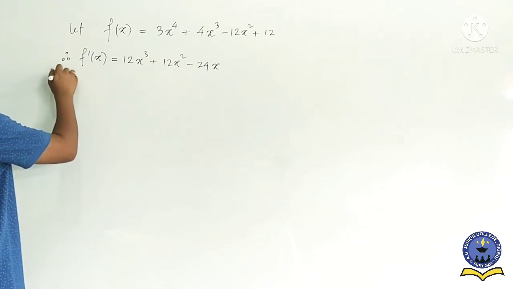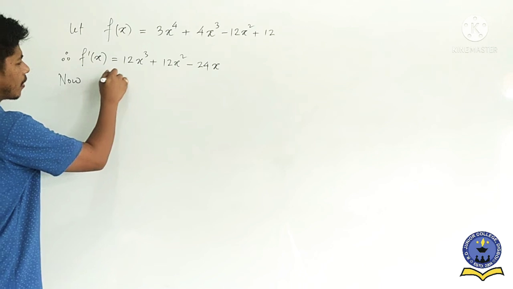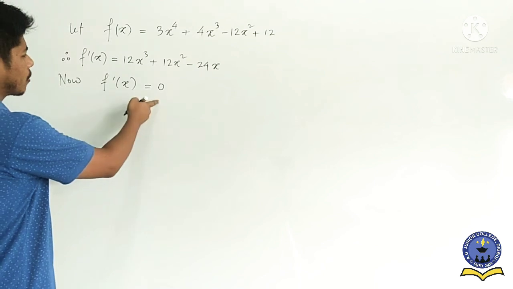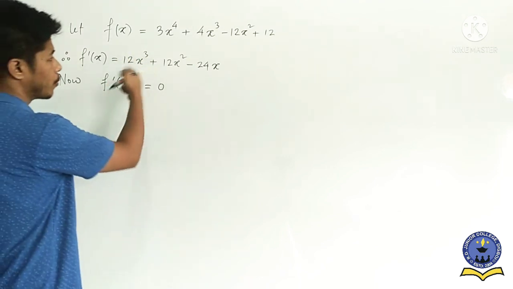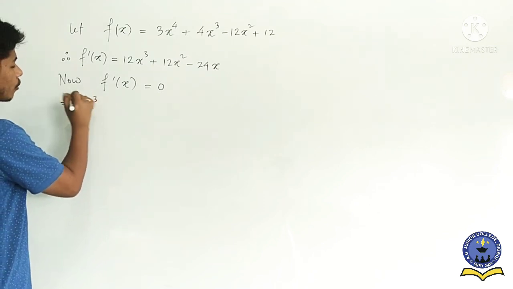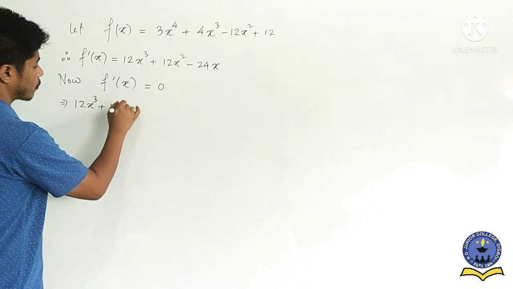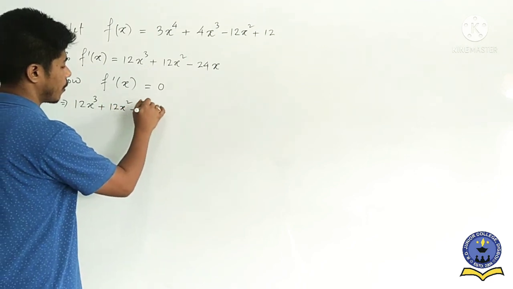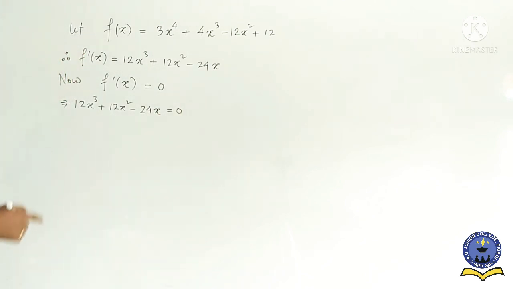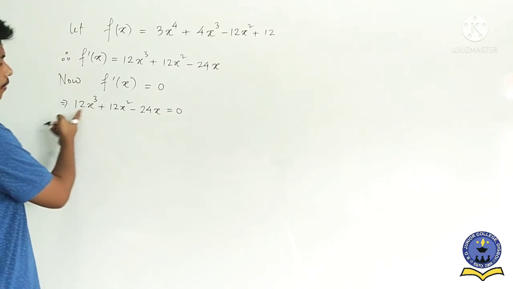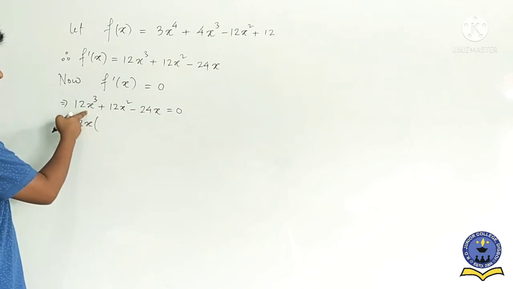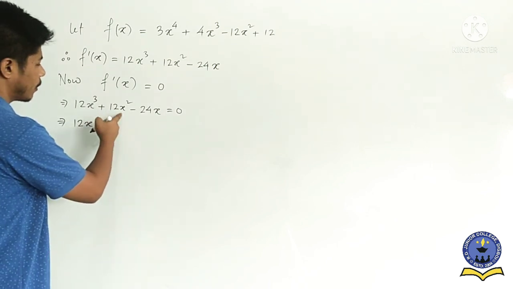For that reason, we write f dash of x equals 0, and in place of f dash of x we put this function. So this is 12x cube plus 12x square minus 24x equals 0. This is the equation we write here. After that, if you see, what is common here? 12x is common. If you take 12x common, then what will remain here? Simply x square remains, and then this one remains.